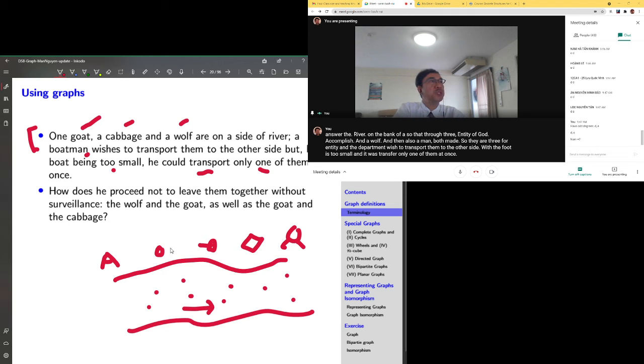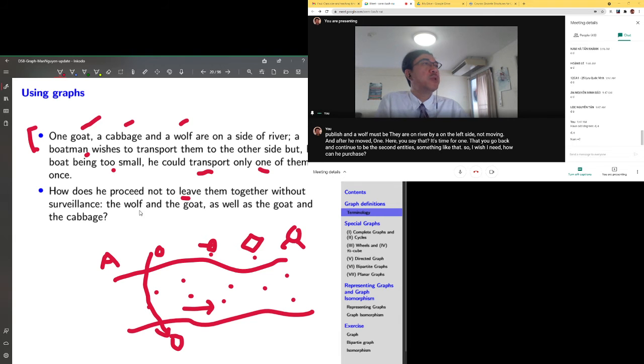So if he chooses to go with the goat, then the cabbage and the wolf must stay on the river bank A on the left side, not moving. And after he moves the one to the second side, then he goes back and continues to bring the second entity, something like that. So the question is, how can he proceed not to leave them together without surveillance?